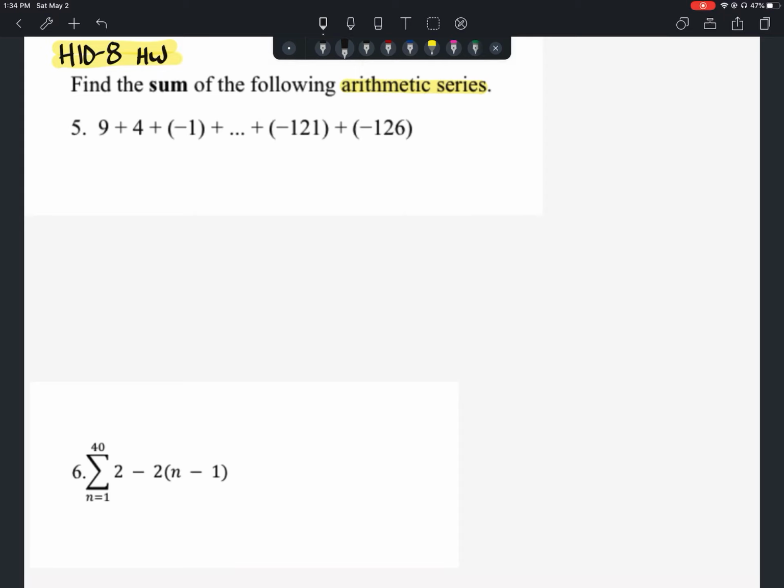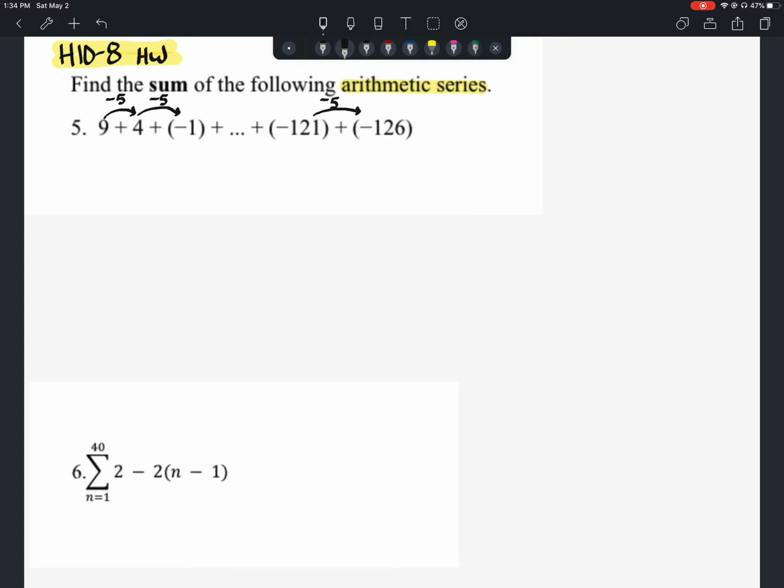And when you look at it here, it goes 9 plus 4 plus negative 1, right? So what's happening here is we're going down by 5 each time. It's like we're subtracting 5 or adding a negative 5 each time as we're going across here. That goes all the way across there, be consistent.